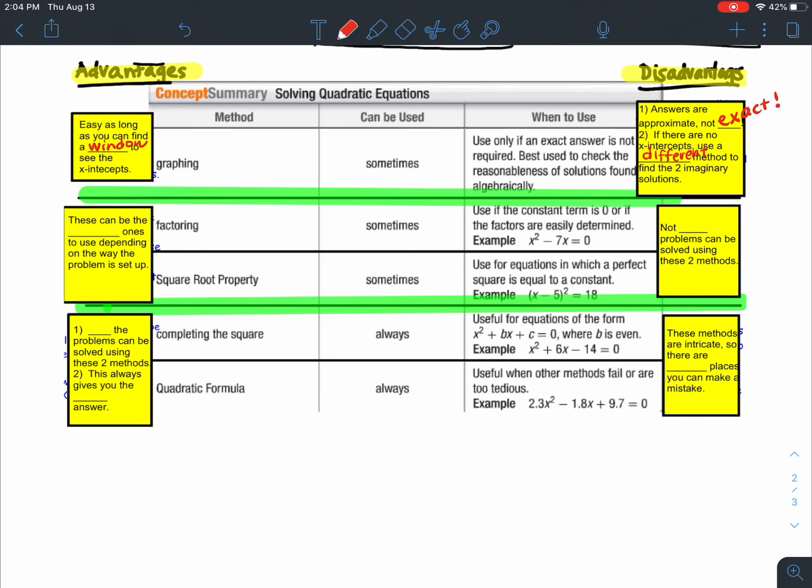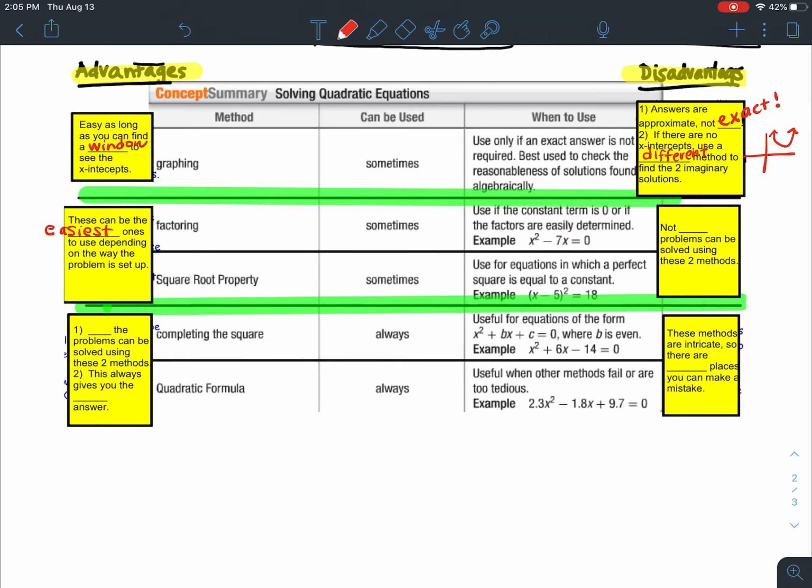Okay, the other disadvantage of the graphing method is if there happens to be no x-intercepts, and this is what I was just mentioning on the front of this notes page, then you have to choose a different method in order to find what the two imaginary solutions are. So if you were to graph and the graph looked like this, you couldn't just say no solution and that's it. You'd have to say, oh no, this means that there are two imaginary solutions, and then pick a different method. Completing the square, quadratic formula, something like that, in order to reveal the two imaginary solutions.